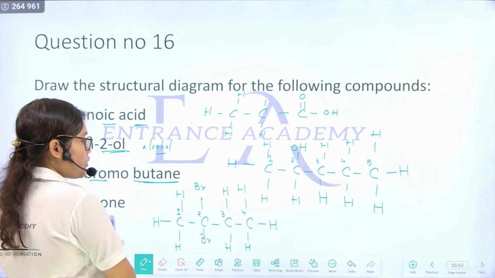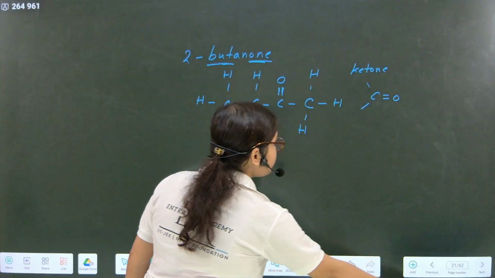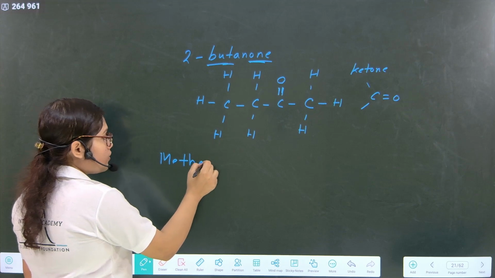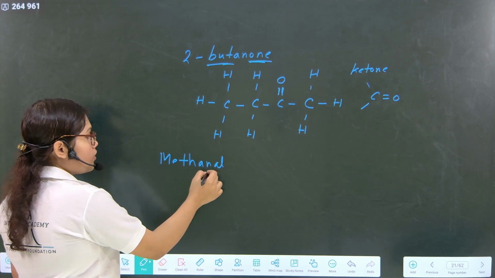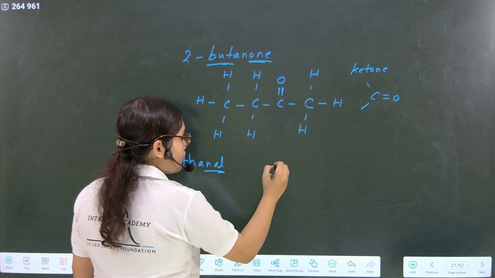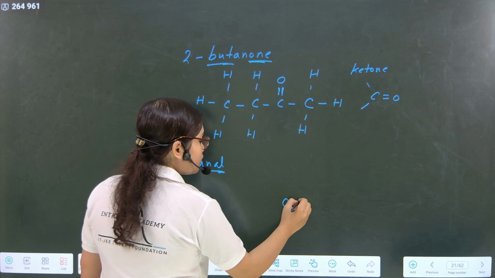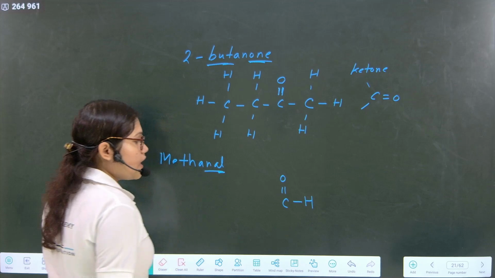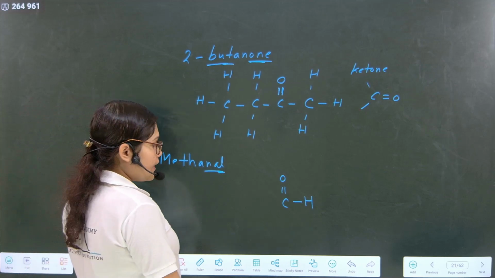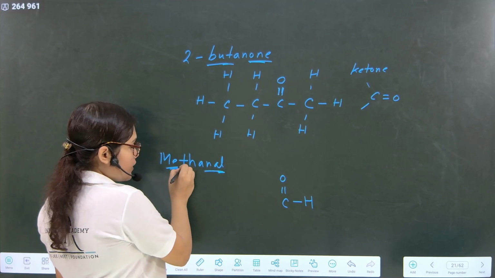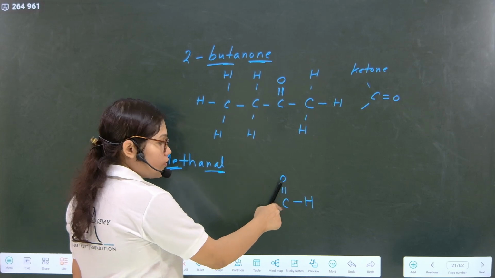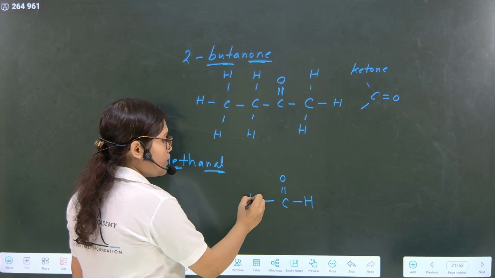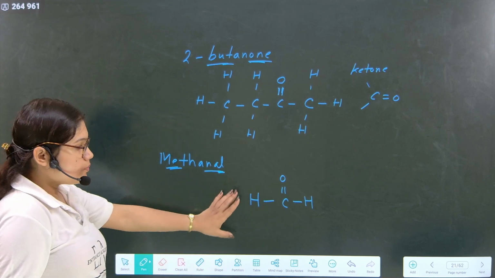Methanol. Last one is methanol. Methanol, that is aldehyde. Aldehyde group, the functional group is aldehyde. Now methanol, that is number of carbon 1. So I have already drawn the structure, number of carbon 1, another one is hydrogen. So this is the structure of methanol.